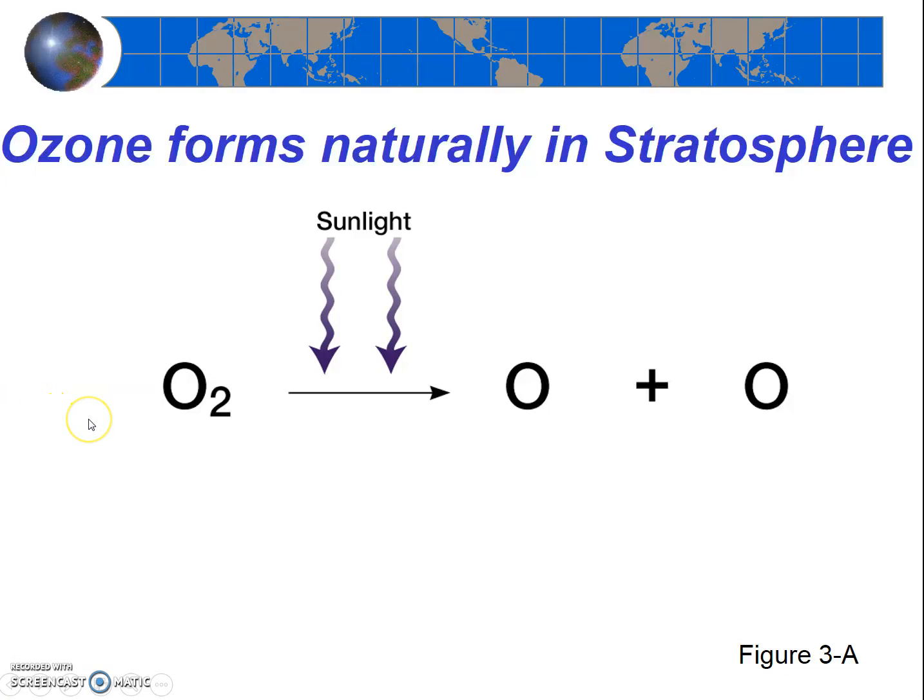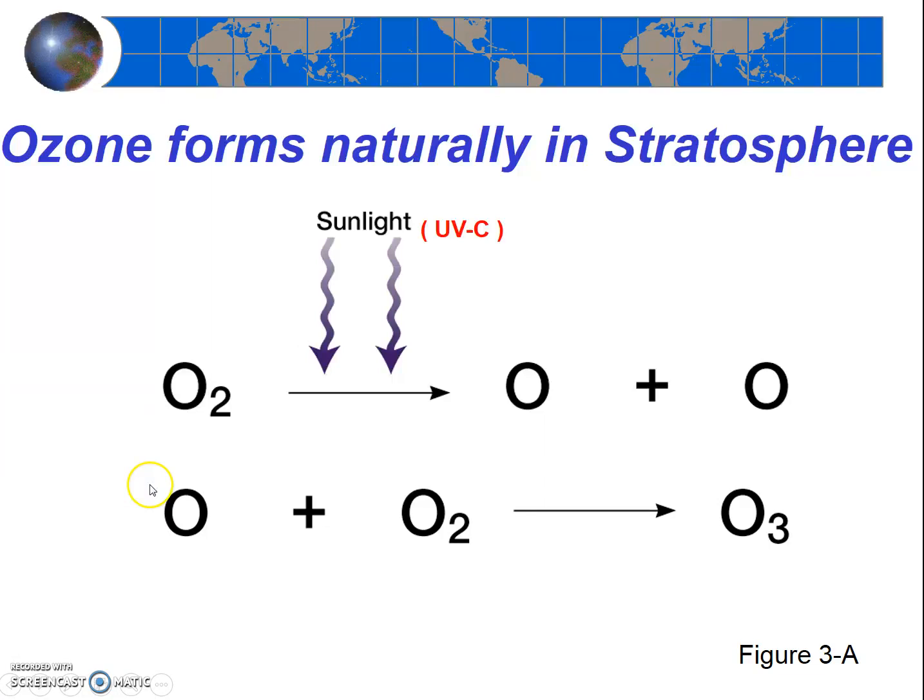Ozone is naturally created high in the stratosphere when ultraviolet light breaks down a diatomic oxygen molecule into two oxygen atoms. These lone oxygen atoms combine with another diatomic oxygen molecule to form ozone. Thus, in the process of forming ozone, some ultraviolet radiation is absorbed, and thus it does not reach the Earth. So this is how ozone forms naturally in the stratosphere.